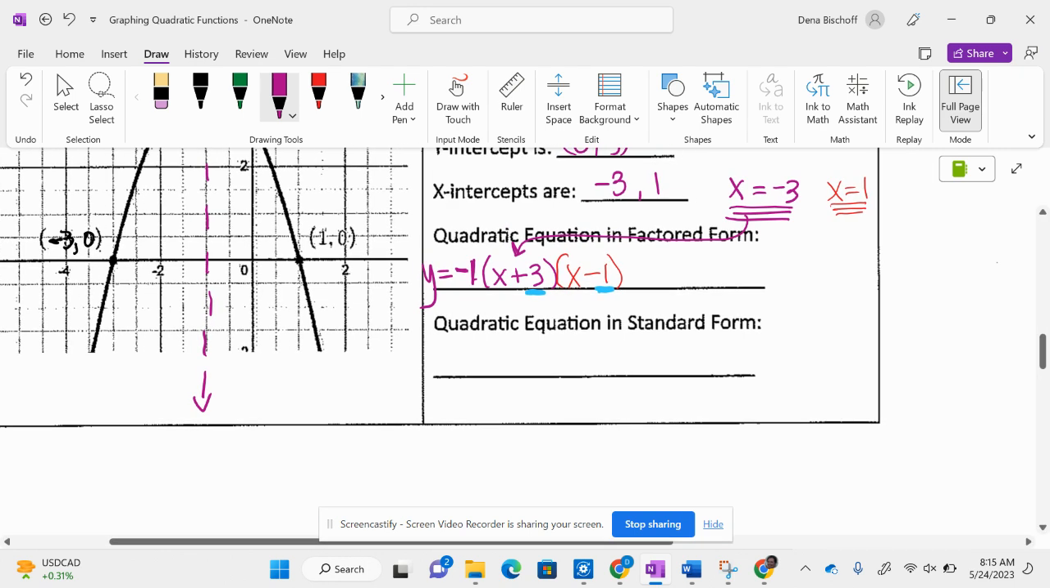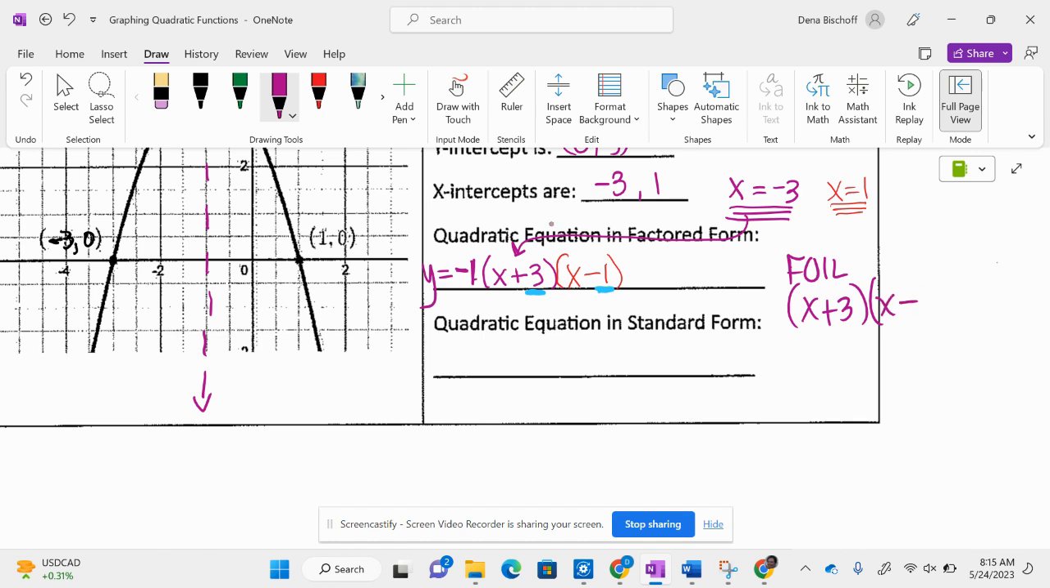So we're just going to take this right here and write it in standard form. That means we have to FOIL it, and then multiply through by the negative. So I have x plus 3 times x minus 1, and I'm going to FOIL it. X times x is x squared. X times -1 is -1x. 3 times x is positive 3x. 3 times negative 1 is negative 3.